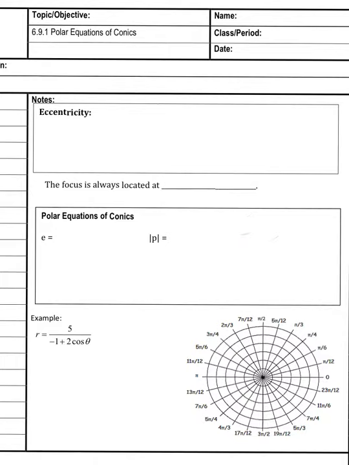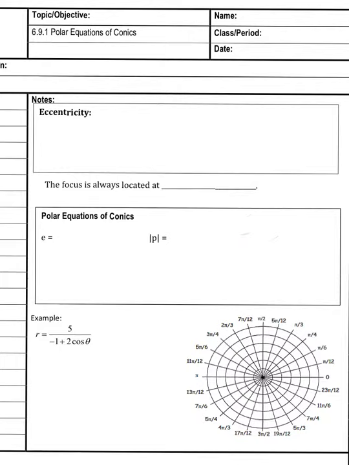Okay, looking at the first equation. As I said, the 1 was very important. Notice that in the same location in this equation, we have a negative 1. So that means I have to multiply numerator and denominator by negative 1 so that we can get it in standard form. So r equals negative 5 over 1 minus 2 cosine theta. And this is the equation we're going to be using to plot our key points.